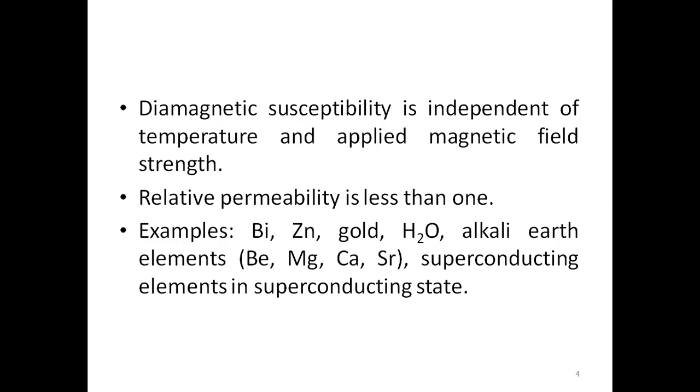Examples of diamagnetic materials are zinc, gold, and so on. Alkali earth metals will also come under the category of diamagnetic materials. And as I said, a special property of diamagnetic material is the expulsion of magnetic lines of force, due to which it is used in superconducting applications.